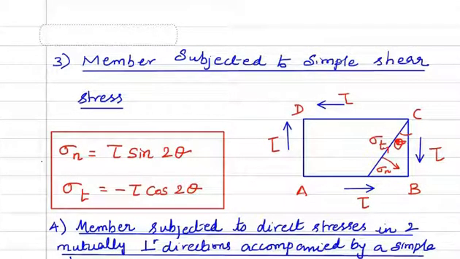I think this equation has been derived in the previous class. You are having a body like this. In this body, if only shear stresses are acting, in this plane Cx, I'll be having a normal stress and a tangential stress like this. The values of the normal stress and the tangential stress have been derived in the previous classes. So normal stress is equal to tau sine 2 theta and tangential stress is equal to minus tau cos 2 theta.